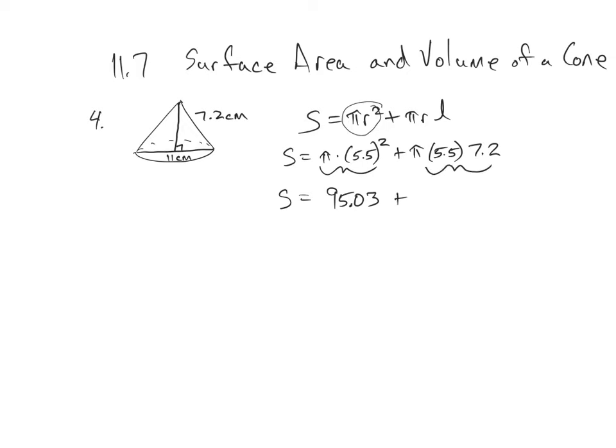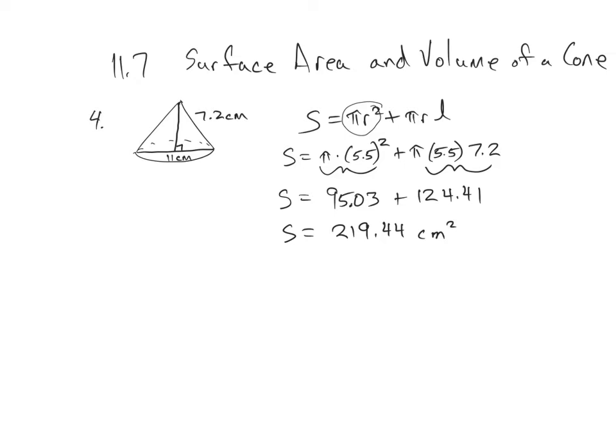All right, so we do these separately. Otherwise, your calculator might not do it in the correct order. And you being smart math students know you need to do it separately. So I'm going to take, this is all multiplication, so it doesn't matter what order you do it in, pi times 5.5 times 7.2. And that comes out to 124.41 if you round it. Now add those two together, plus 95.03, and I get 219.44 centimeters squared. Now remember, this is surface area, squared.